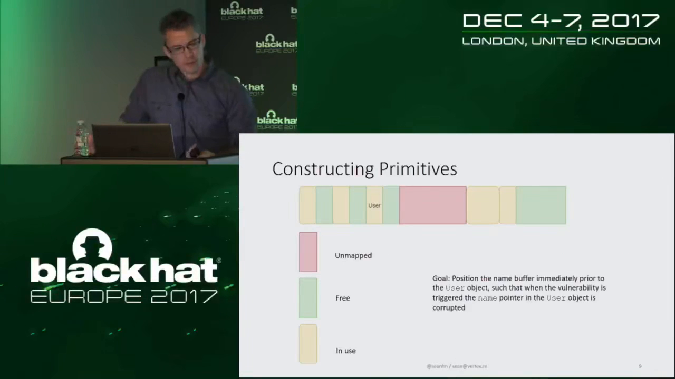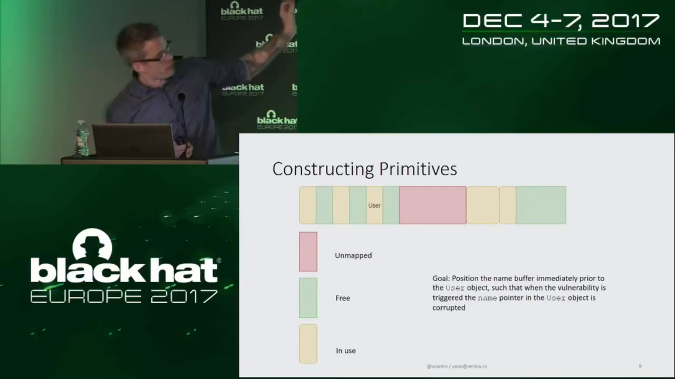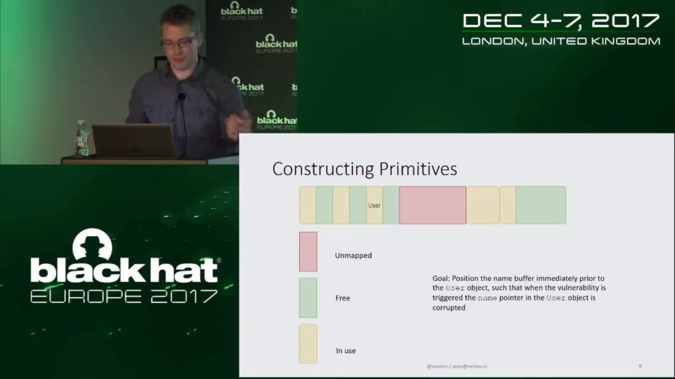So consider this thing at the top here to be a representation of the program's heap, from lower addresses to higher addresses, and we have a user object allocated on the heap, and the name object is about to be allocated. Our goal is to position the name buffer immediately prior to the user object, such that when we trigger the vulnerability, the user object gets corrupted. We can control the values of its internal members, so the pointers, and then when we call the display function, we can basically read whatever location we want in memory.